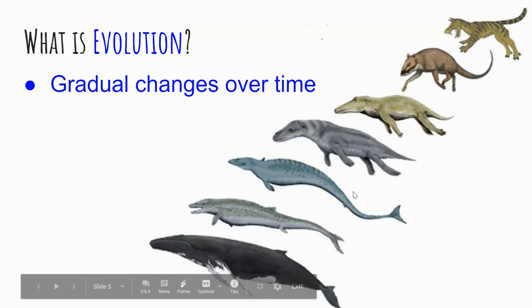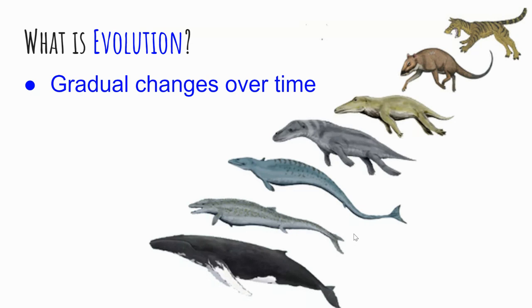So you could see that we didn't go directly from this jungle looking animal to this whale, but that there was gradual change over a very long period of time that would have been like millions of years. So evolution, gradual change over time.